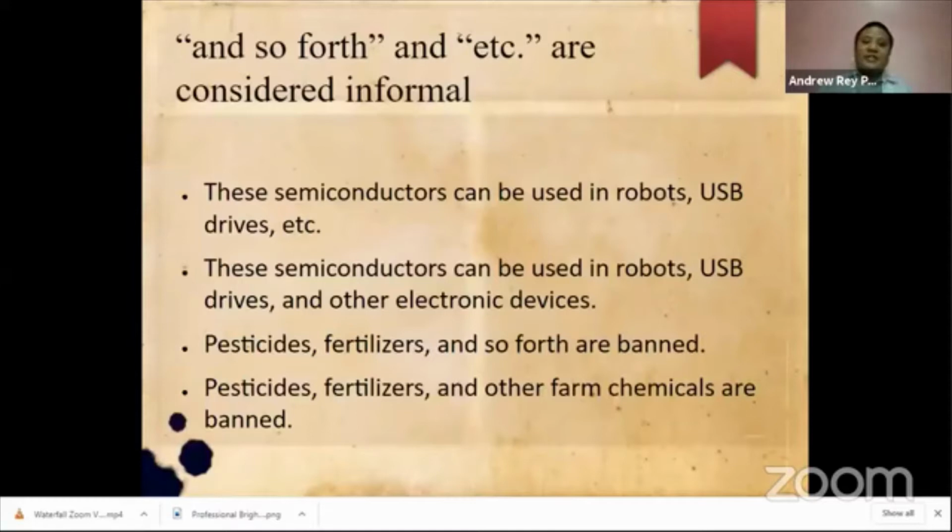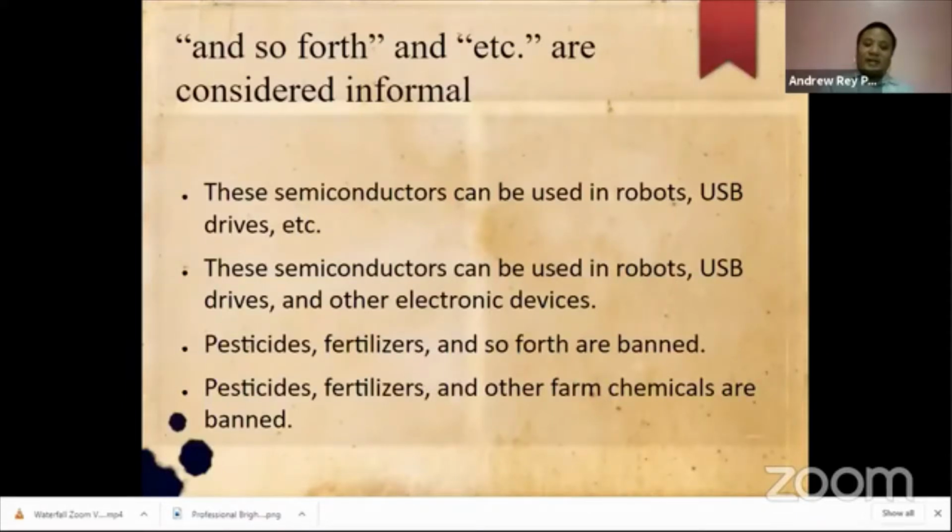Now, and so forth and etc. are actually considered informal. So you don't use and so forth or etc. Instead, use something else. These semiconductors can be used in robots, USB drives, etc. Instead of etc., you can replace that with: these semiconductors can be used in robots, USB drives, and other electronic devices. So it's a lot more formal.